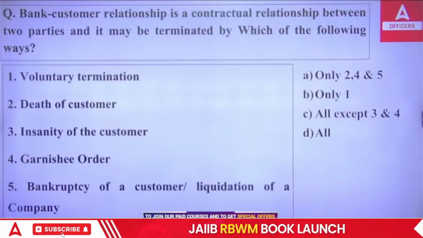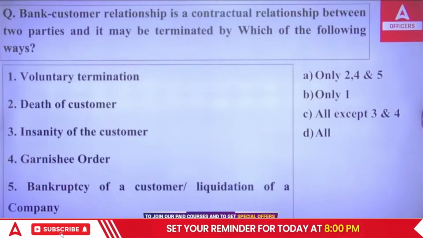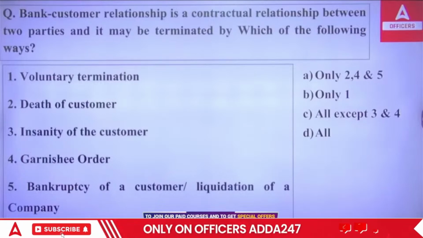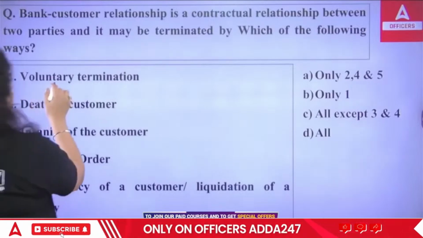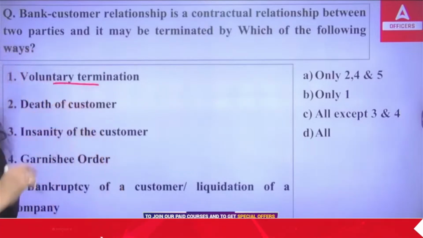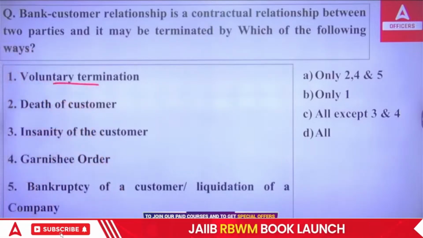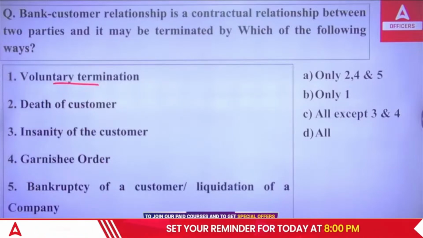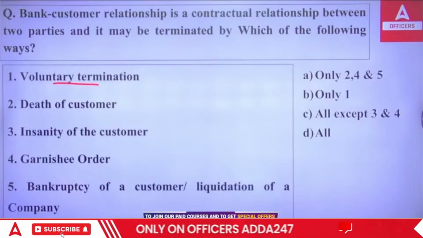A, B, C or D. So when it comes to the termination condition, the first one is definitely right. The voluntary termination is allowed. Like when a customer gives a written request to the bank that I want to close my account, I want to close the relation, then it will be done. So on the basis of voluntary termination, it is allowed.